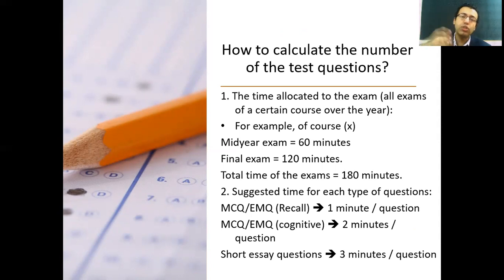Then number 3, short essay questions, like list 3 types of so and so, enumerate 4 types of so and so. You should give 3 minutes because the student will write and express himself in writing.